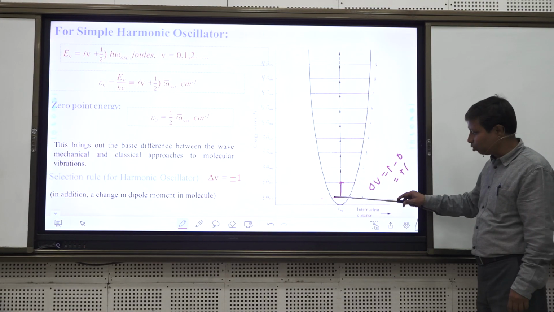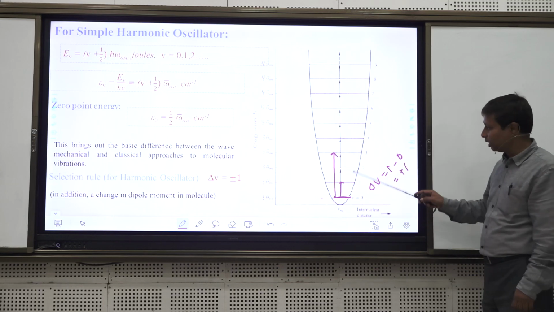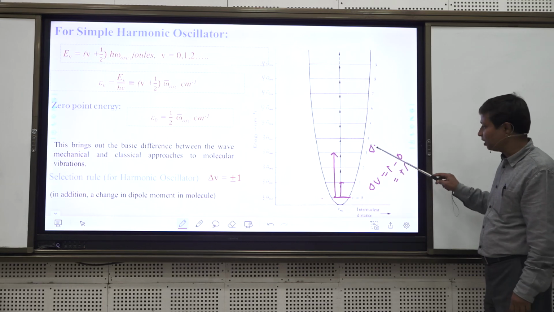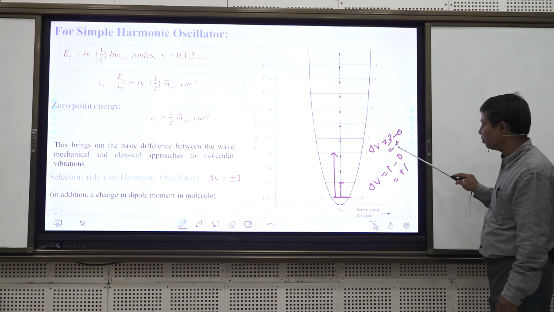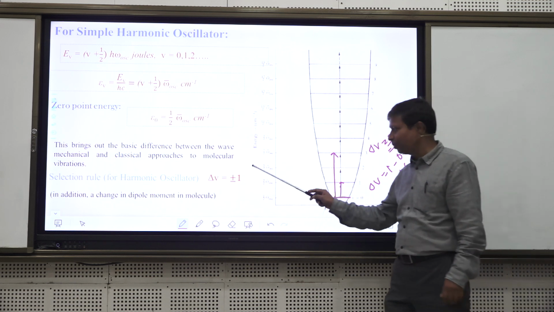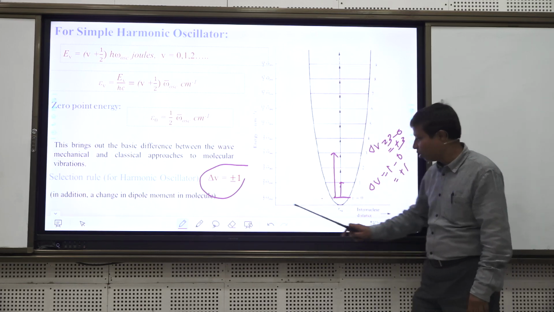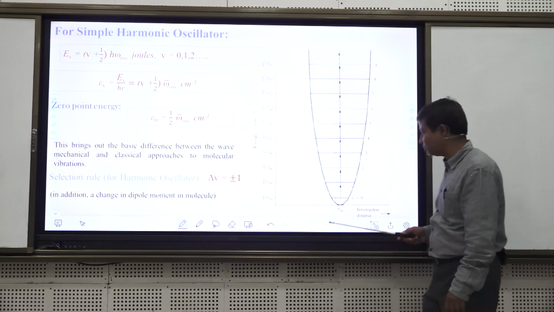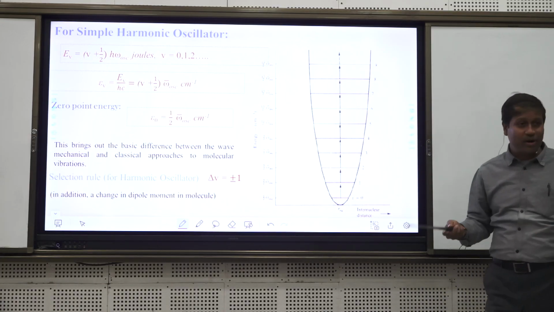Now I expect that there should be a transition from here to here. Let's see. Delta V is final, 3, minus initial, 0. That means +3. Does the selection rule permit? No. So I cannot think of that. I can think only of the transition which changes by 1 unit. That is shown here.